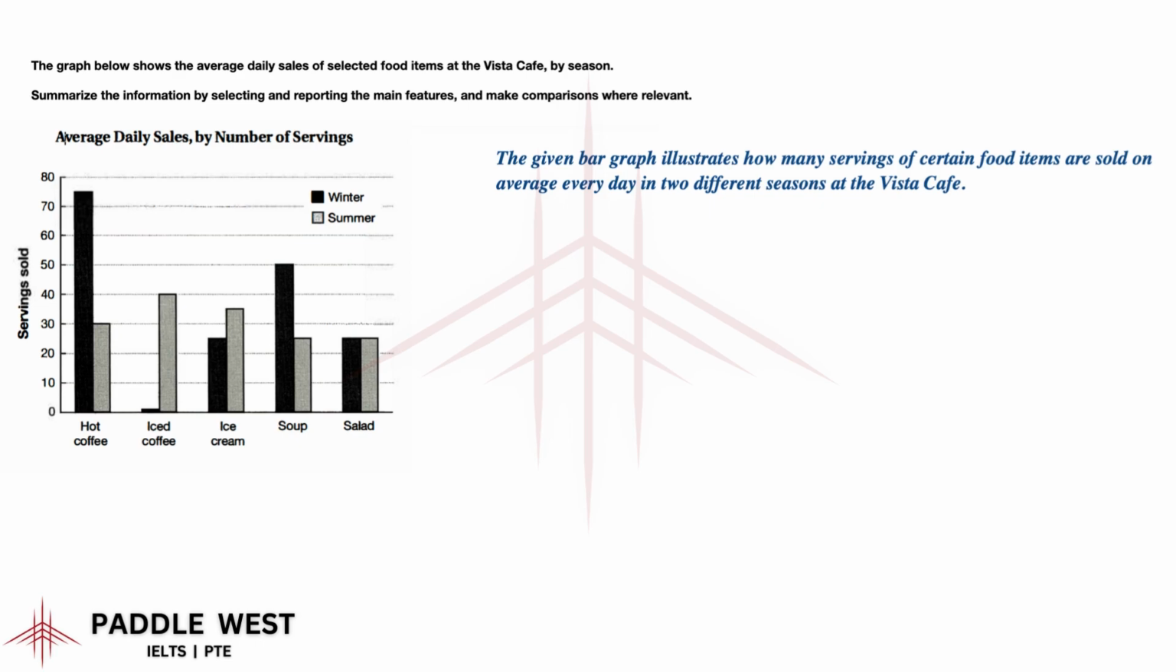Here we can write that the data for winter and summer was different. Sales of some items were more in winter and sales of others were more in summer. We can start the overview with overall, it is evident that, and then the information. Now, look at how I write this down.